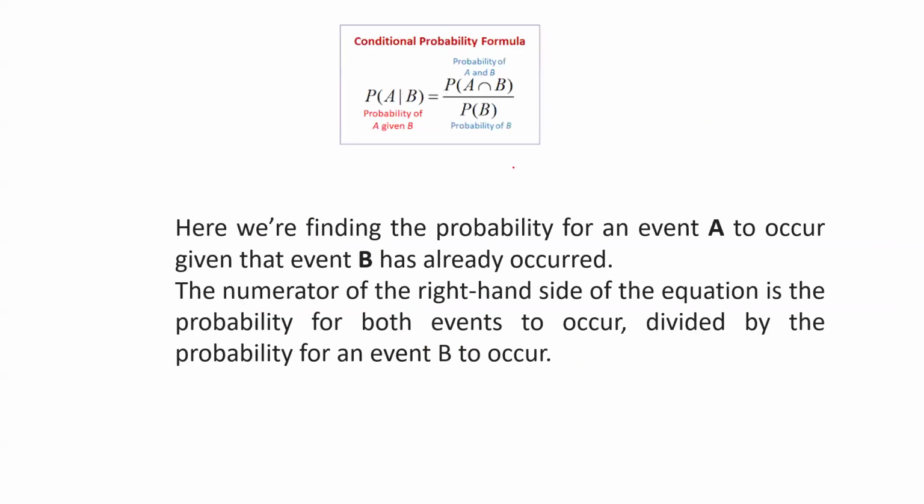You are already familiar with conditional probability, that is probability of A given B is equal to probability of A and B divided by probability of B. A intersection B is read as probability of A and B. Here we are finding the probability of an event A to occur given that B has already occurred. The numerator on the right-hand side of this equation is the probability of both events to occur, and it is divided by the probability of event B to occur. So this is what conditional probability is.